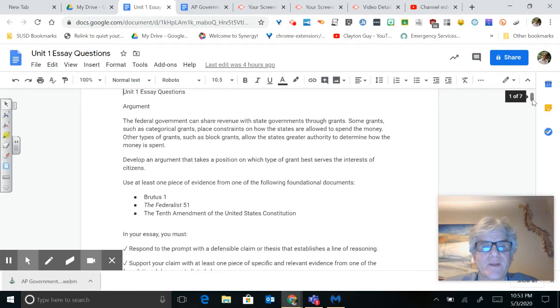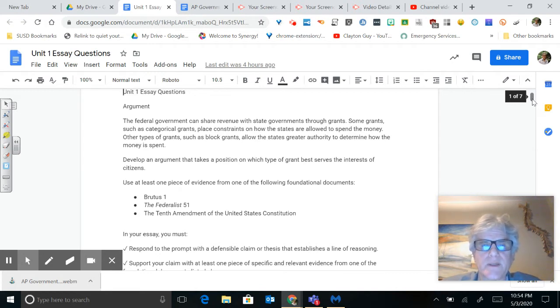So in this one, you have to say which is better, categorical grants or block grants? Which is better to serve the interests of citizens? Which best serves the interests of citizens? So if you think that block grants are the best, you need to state that, use Brutus number 1, use the 10th Amendment, where at the local level, the state and local officials know what their citizens want, know how best to deal with them.